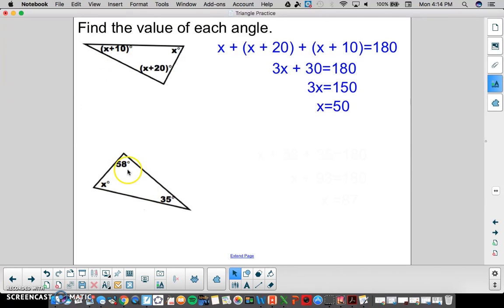In this one, we're given 58, 35, and x. Again, we know all three expressions are going to add to 180 degrees. Combine like terms, and then subtract 93 from both sides. So we know the value of that angle is 87 degrees.